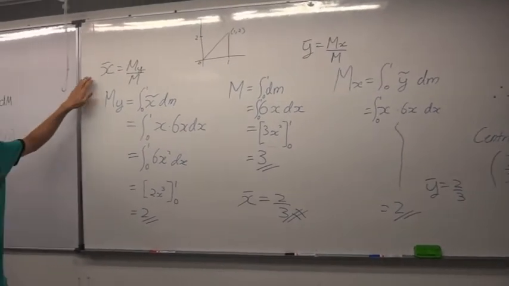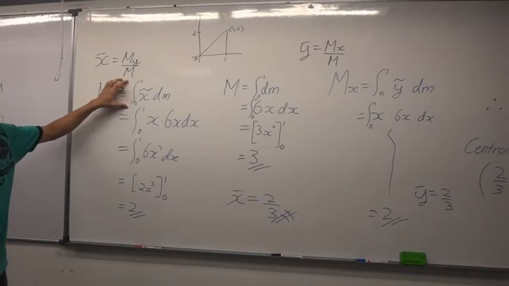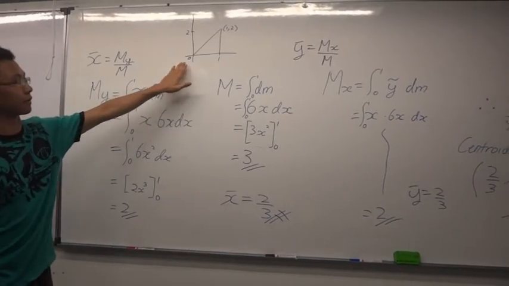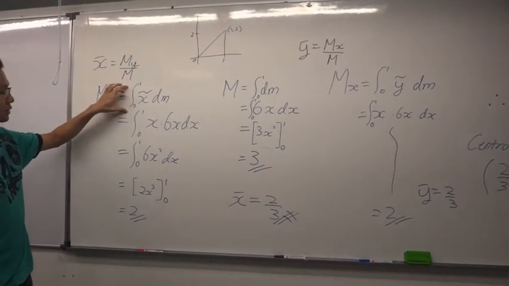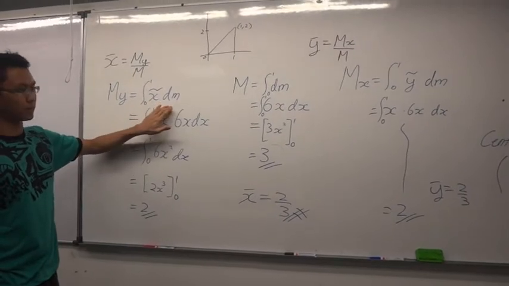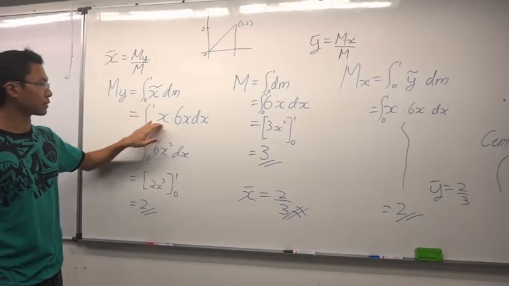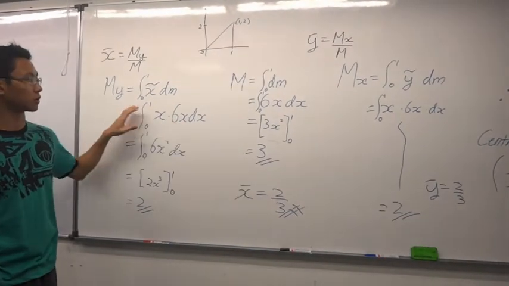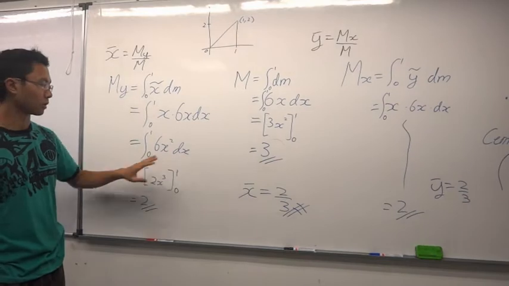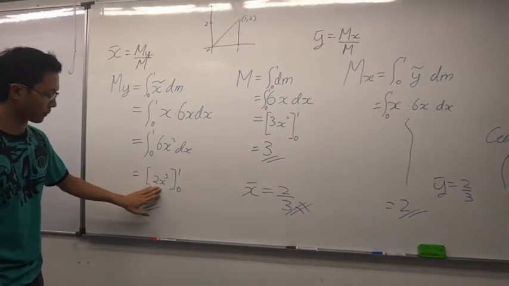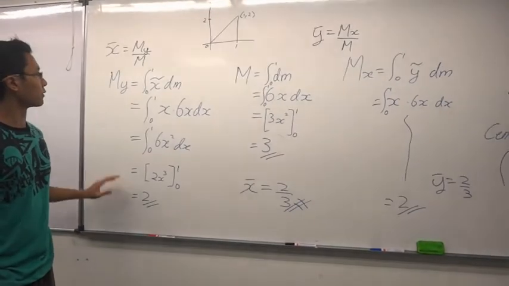So continuing on, we use x bar is equal to My over M. My is equal to the integration from the limit 0 to 1, because we have x from the x-axis here, 0 and 1. So our limit is 0 to 1. Integration 0 to 1, x tilde dm. Substituting in those values, x tilde is equal to x, dm is equal to 6x dx. So when we simplify that, we get the integration of 6x squared dx. When we integrate it, we'll get 2x cubed. And when we substitute in the limit, we'll get our final answer as 2 for My.